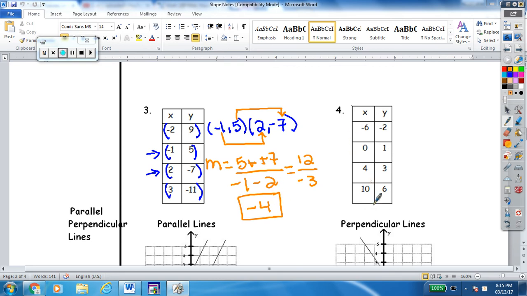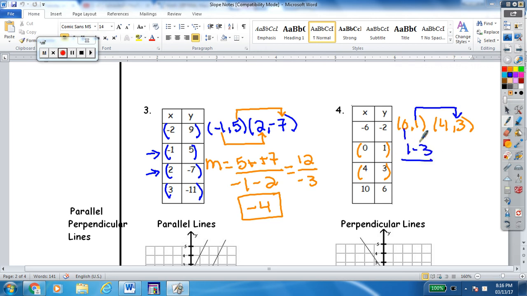Okay, so last example. We have 4 points to choose from. Again, you're just going to pick any two. I'm just going to pick (0, 1), seems pretty easy, and (4, 3). And I'm going to put them side by side. Let's see. (0, 1) and (4, 3). And I'm going to subtract those. So I'm going to do 1 minus 3.